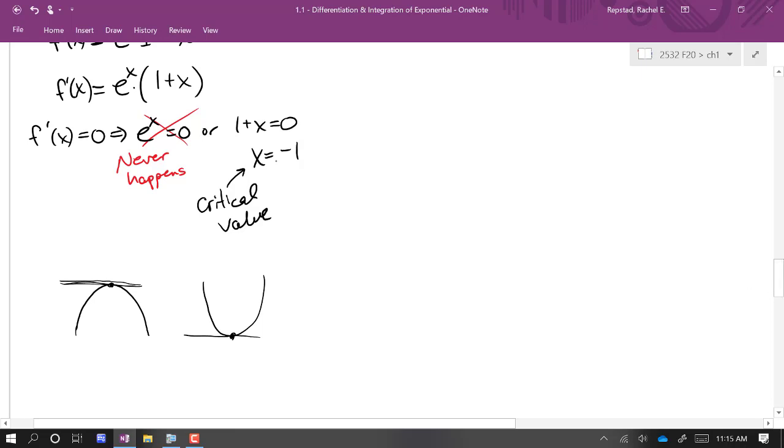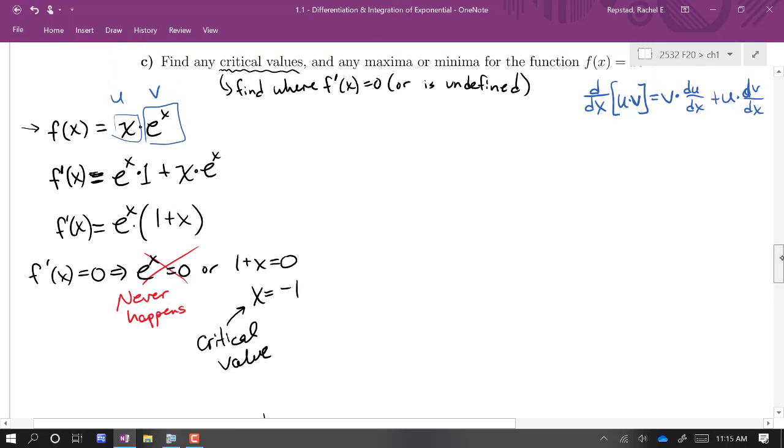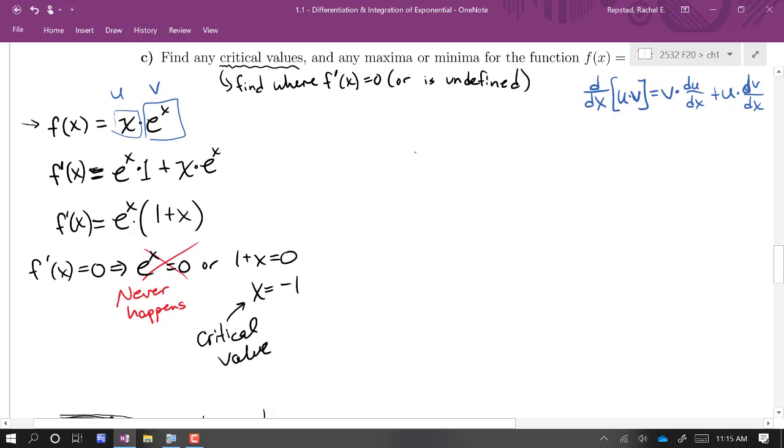So this critical value might be a maximum or minimum. We're just not sure yet. It could be neither. So what we're going to do to help us figure that out is make a little sign chart for the derivative. You might remember doing this in Calc 1. What we do is we make a row for each factor. So a row for e to the x, a row for 1 plus x, and then a row for their product, which is f prime of x.